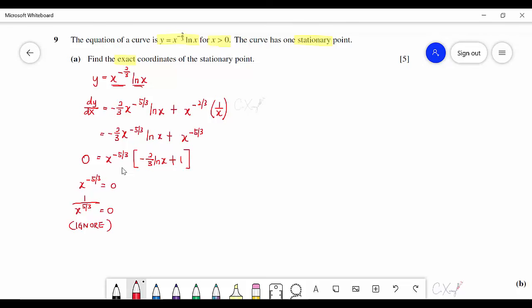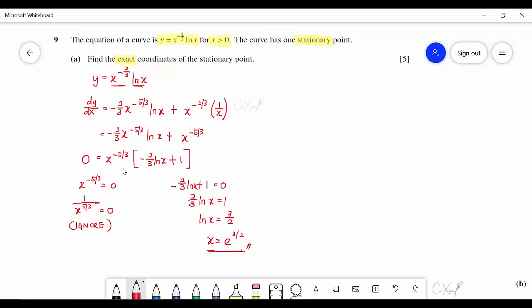Okay, then now you will let also -2/3 ln x plus 1 equals 0. And you will continue to have something like this. 2/3 ln x equals 1. ln x equals 3/2. Okay, and therefore to get the x, you need to move the ln over, become e. So you're having e power 3/2 or e power 1.5. Okay, so this is actually your coordinate x.